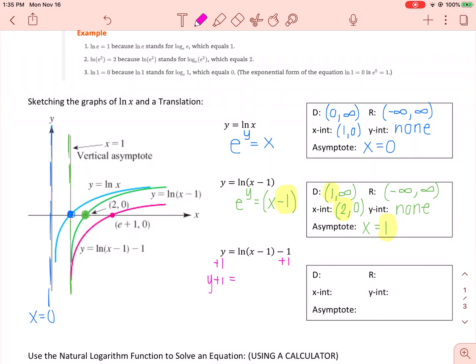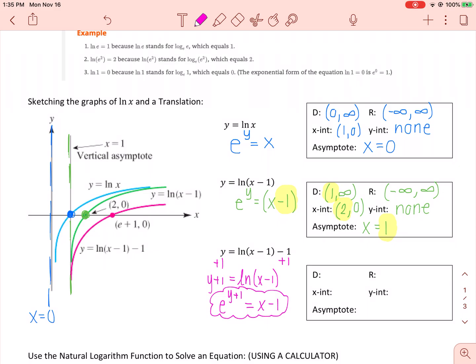Okay, if I'm transforming from log into exponential, you cannot have a random plus 1 hanging on your log. Now you're able to change this. It was base e raised to the y plus 1 equals x minus 1. Kind of interesting. Let's see what it does to our domain and range.